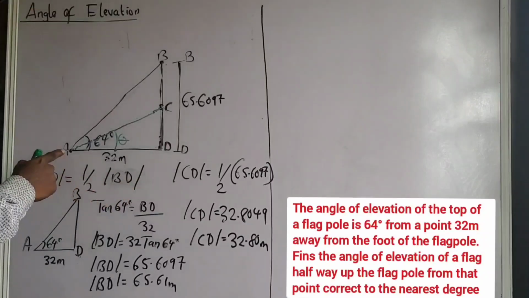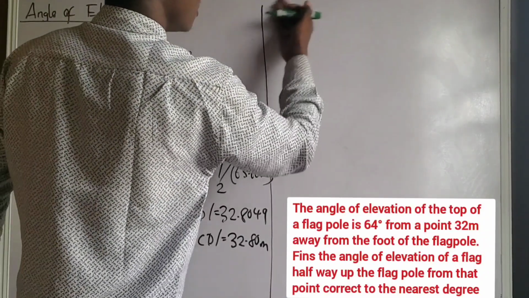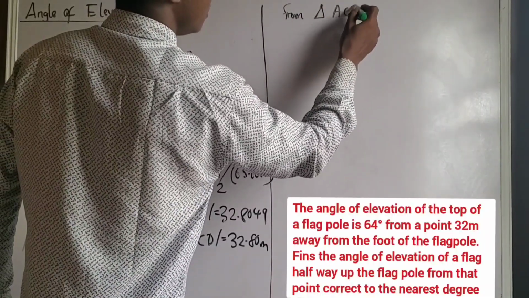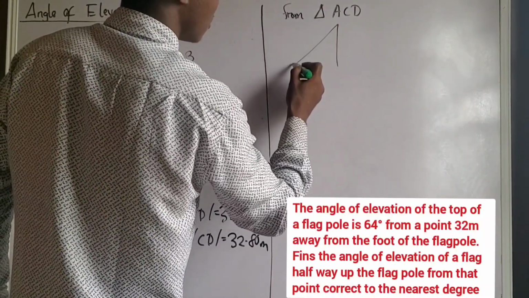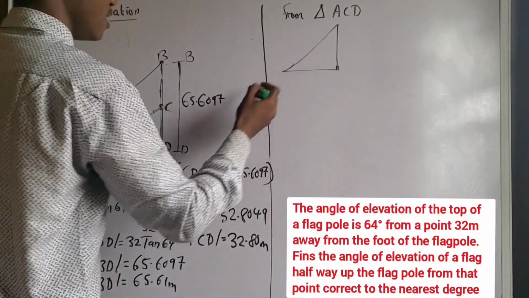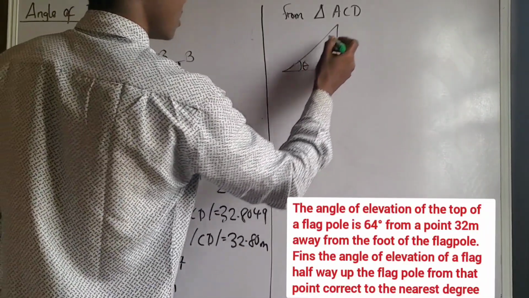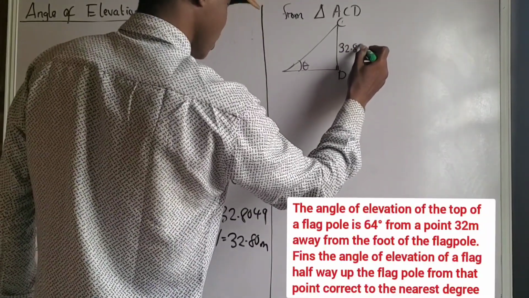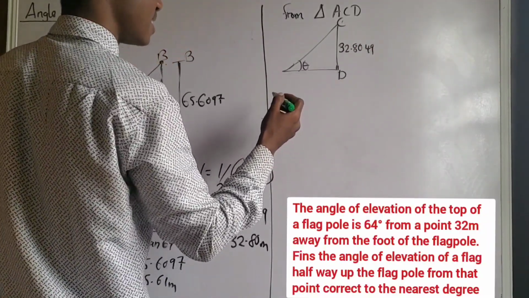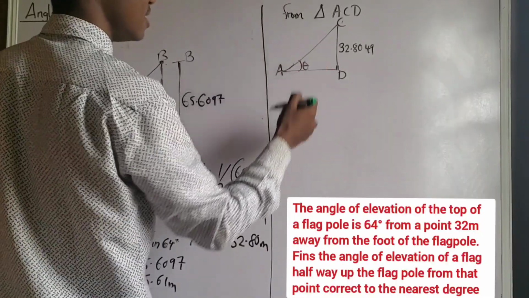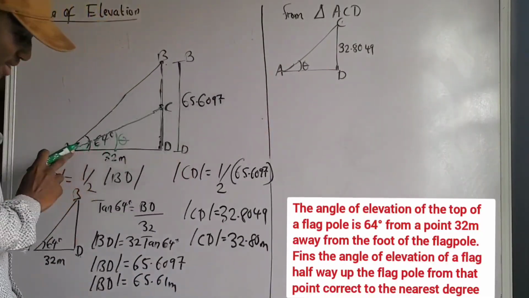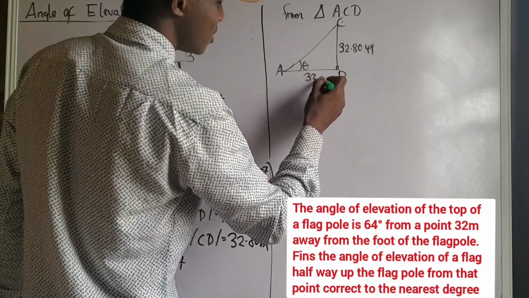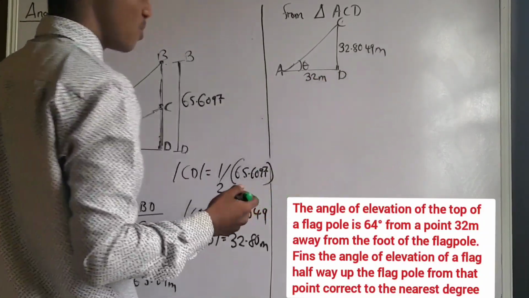Let us bring out triangle ACD. From triangle ACD, this is theta, this is C, this is D, and this is 32.8049. Now the adjacent here is what? It is 32, it doesn't change. Now we can get the value of theta.